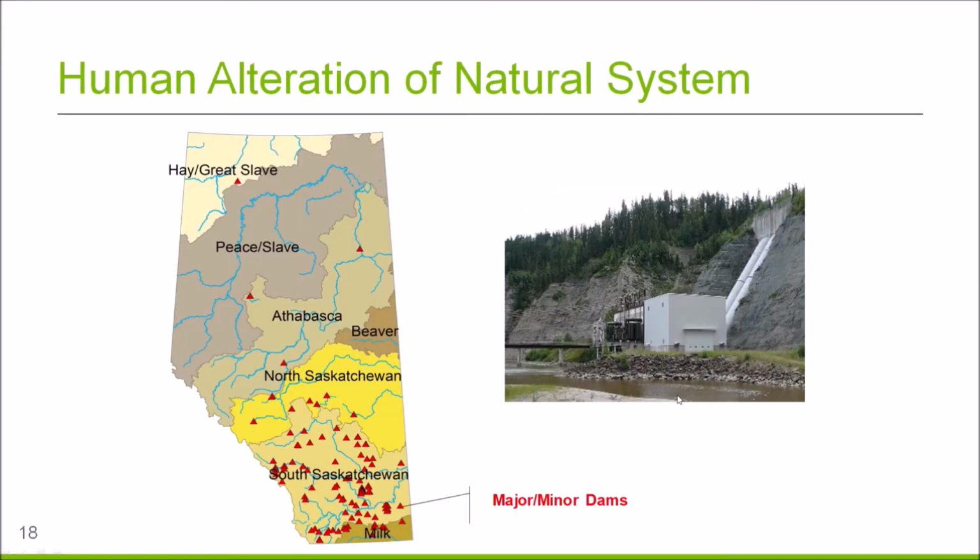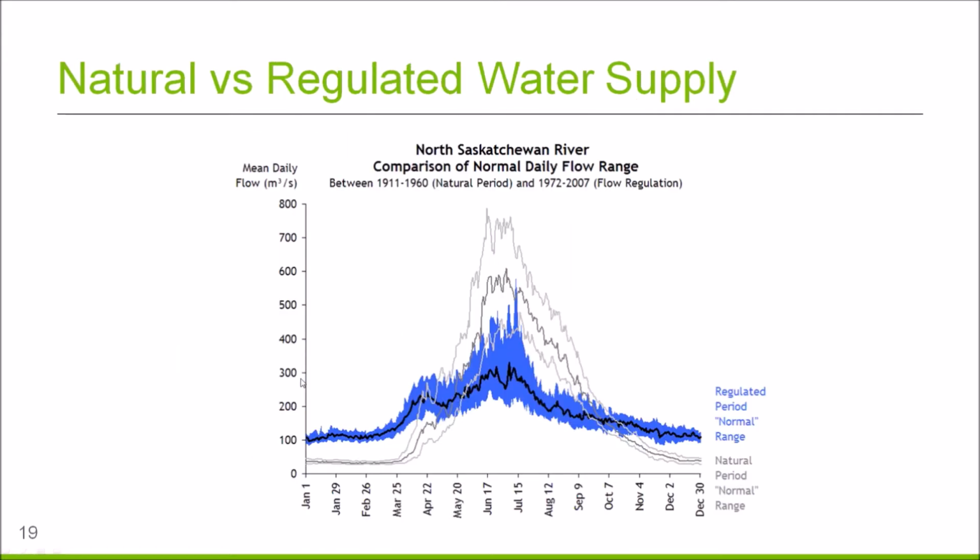Then we do have systems where water flow is being regulated by dams or reservoirs or even water withdrawal. On the left side of the slide you can see major dams and minor dams and their locations. You can see that in southern Alberta a lot of rivers are actually regulated. What exactly that means, I can show you in this plot. Again, the blue shaded area is showing the regulated normal range.